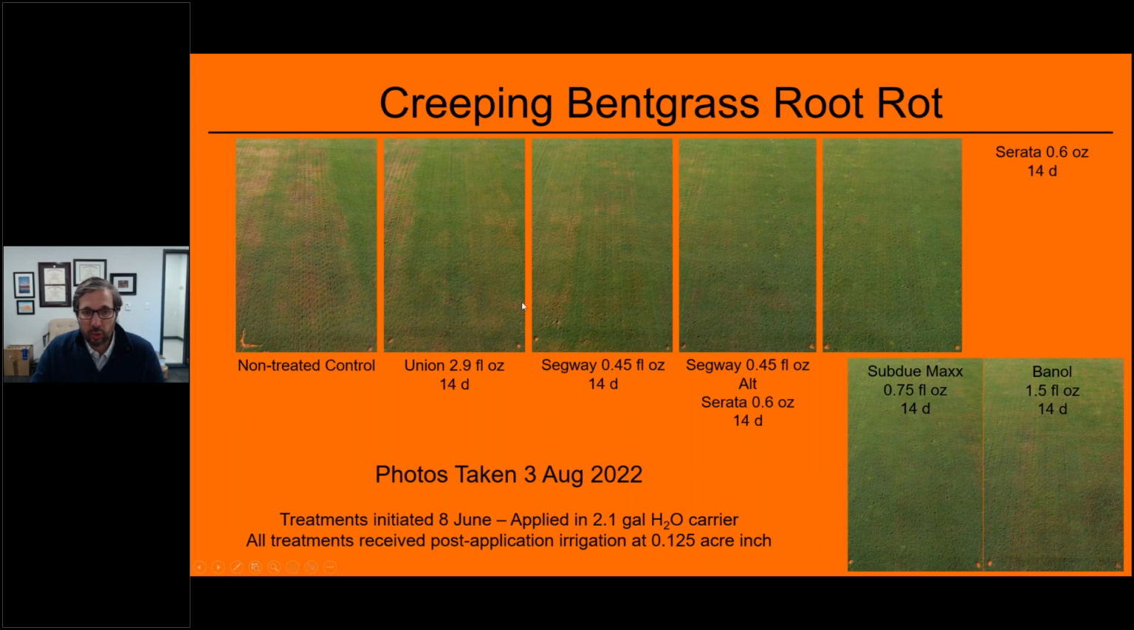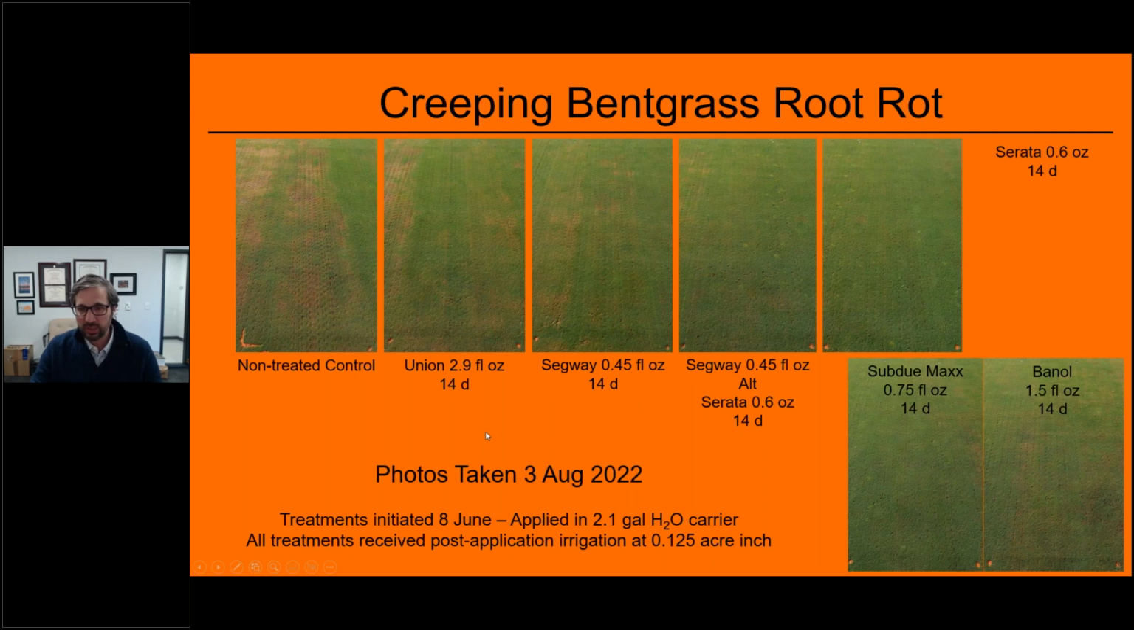And here you can see, we did get some very good control out of these programs. A little bit of root rot here late in the season, at the bottom part of the plot, but the rest of the plot looking pretty good. Segway, a little bit of discoloration here. That alternating program, Serrata by itself, all looking really good in terms of Pythium control. And then here a little bit of discoloration, irregular, from the Subdue and Banol in this case, but still not to the extent of the non-treated.